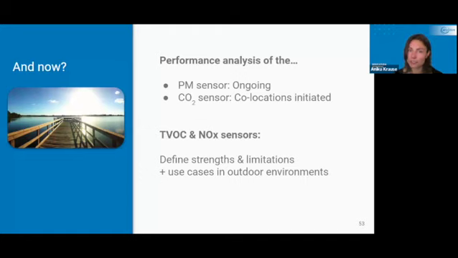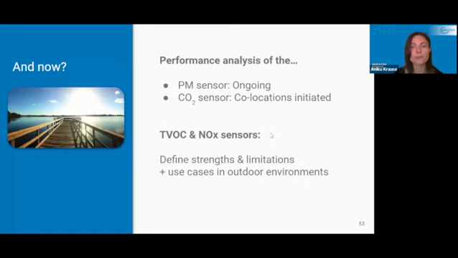The CO2 sensor is a relatively new addition to our outdoor monitors. So when we started the collocation project, we mainly looked for reference instruments for PM. So now we also want to look at the performance of the CO2 sensors. We already have some collocations which also measure outdoor CO2 with reference instruments, but we're also setting up more collocation sites where there are also CO2 references.